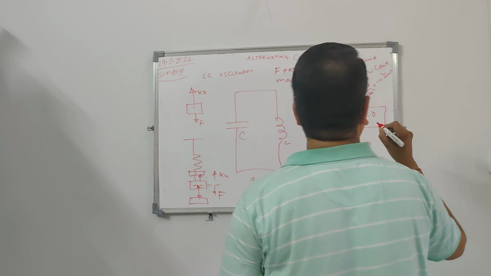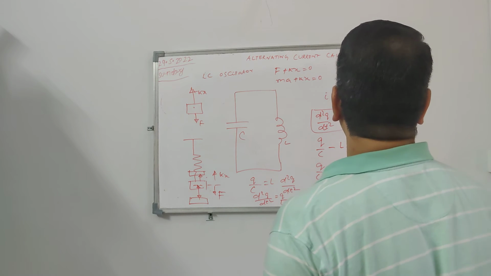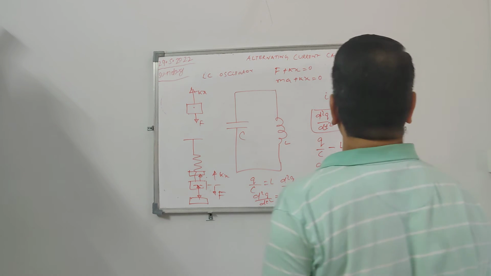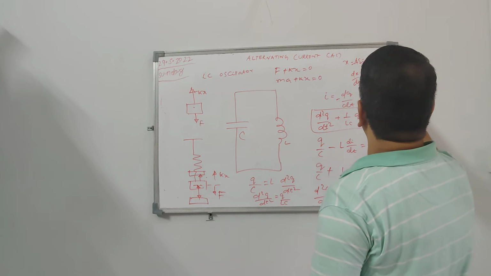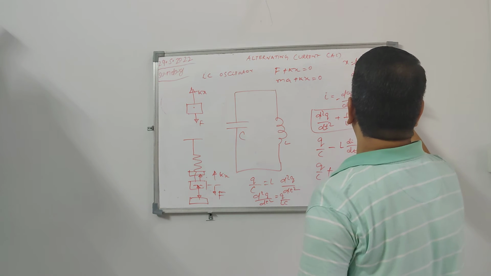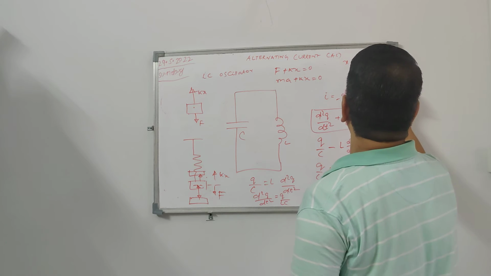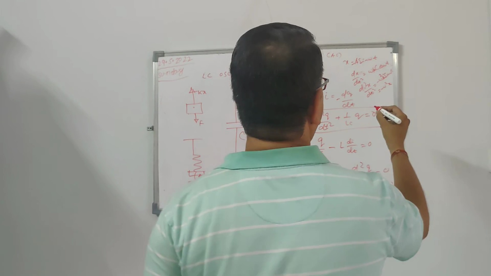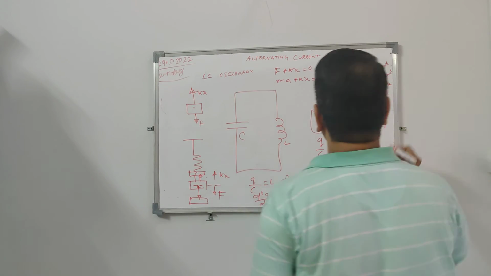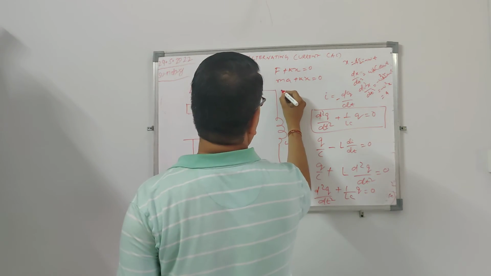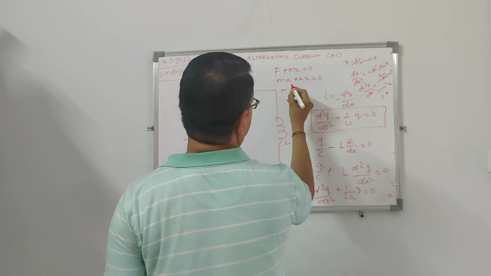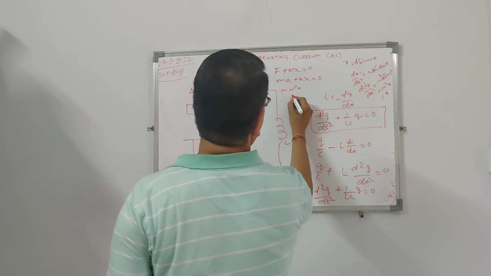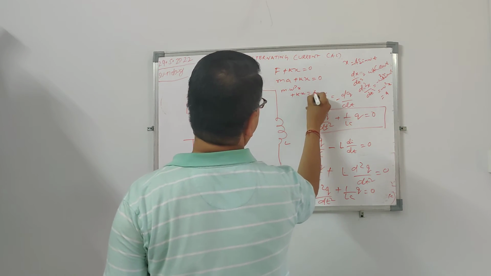So this becomes minus omega square A sin omega t, which is minus omega square into x, right? A sin omega t is nothing but your x. So this is nothing but your acceleration, right? So you replace this value: m into acceleration, minus omega square x, plus kx is equal to 0.